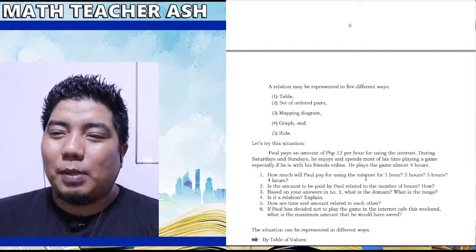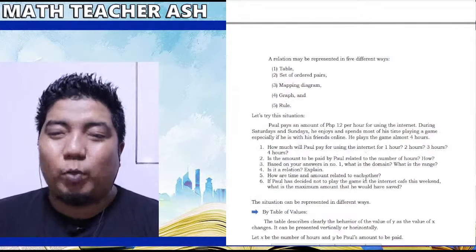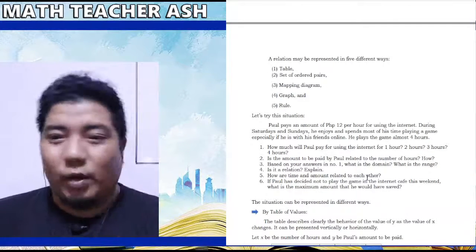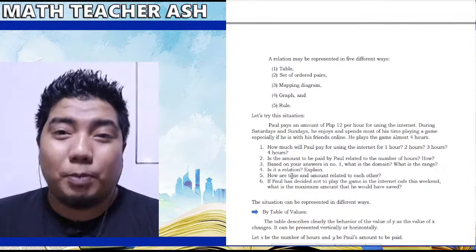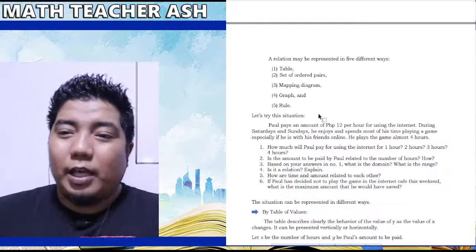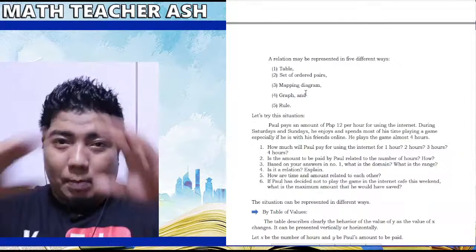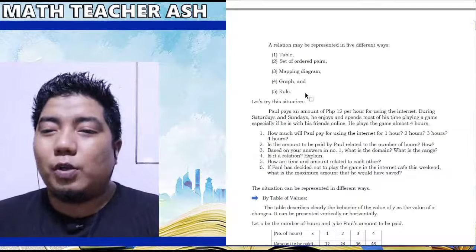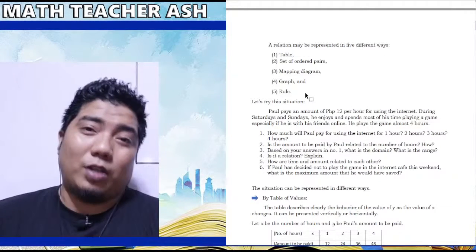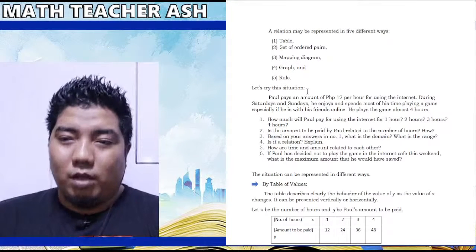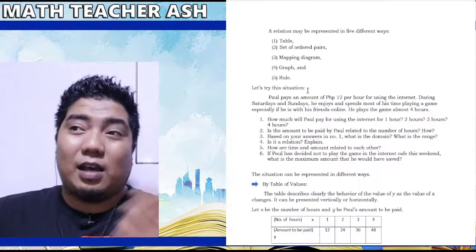So a relation may be represented in 5 different ways. Number 1, it could be a table. So table of values, X and Y. Number 2, set of ordered pairs. Yung ginawa kanina na mapping. Yung pair natin. It could also be the mapping itself, yung may box tapos may arrow or may oblong tapos may arrow. You could also have the graph. Okay, you know the graph. It is in the Cartesian plane. And next is by the rule. Or when we say rule, it is an equation.